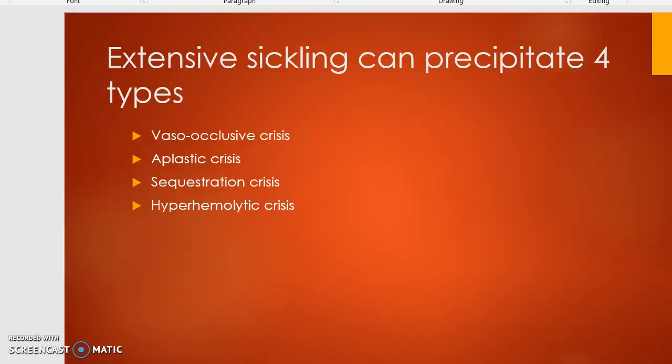Vaso-occlusive crisis begins with sickling in the microcirculation. Aplastic crisis is transient cessation in red blood cell production, resulting in acute anemia, and occurs as a result of viral infection. Sequestration crisis is large amounts of blood becoming pooled in the liver and spleen. Hyperhemolytic crisis is an accelerated rate of red blood cell destruction. It is unusual but may occur in association with certain drugs or infections.